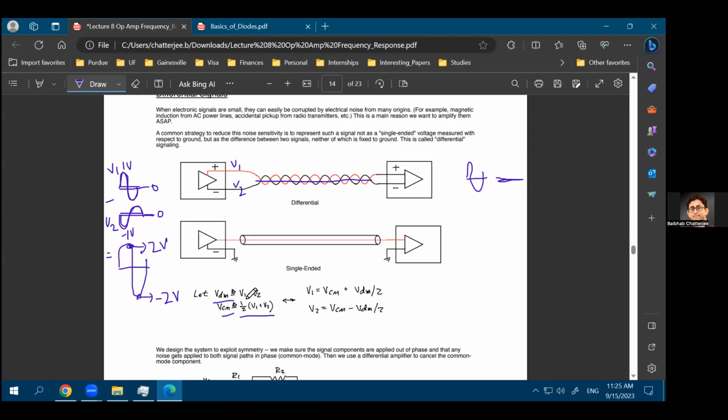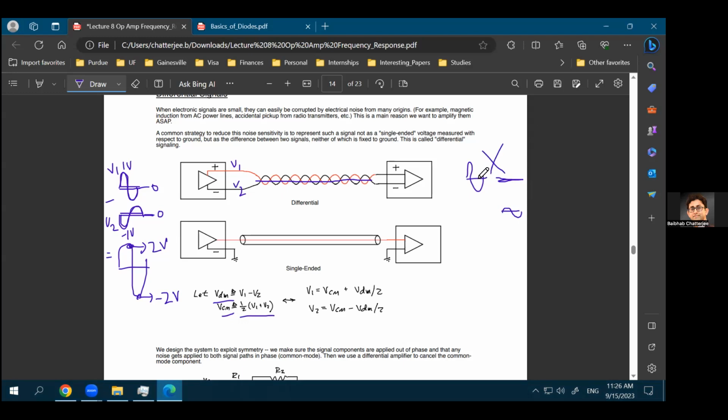Because again, if you find out the VDM will look like a sine wave because that's the difference of these two signals. How would VCM look? That will be half of V1 plus V2. So common mode would look like a smaller sine wave which has a lower amplitude. So even the common mode will become a sine wave if you define your differential signals in a wrong way. So this is the wrong way of defining differential signals.